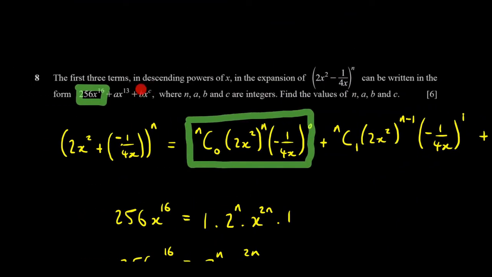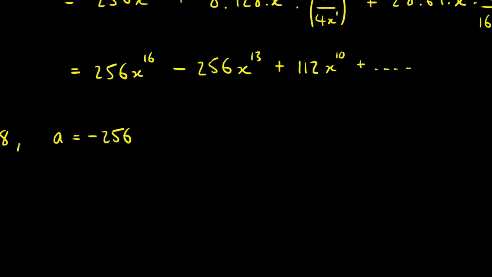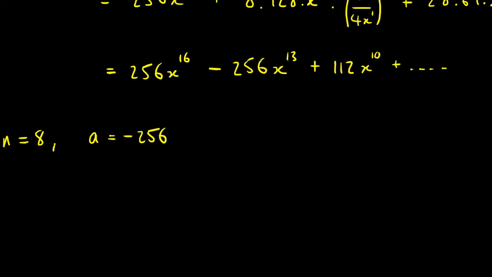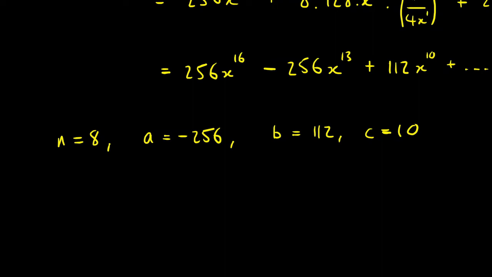This term here, the b is the coefficient and the c is the power. So let's go down. So what's our coefficient here? 112. So b is equal to 112. And what's our power? It's 10. So c is equal to 10. So I get that we get those 4 values.